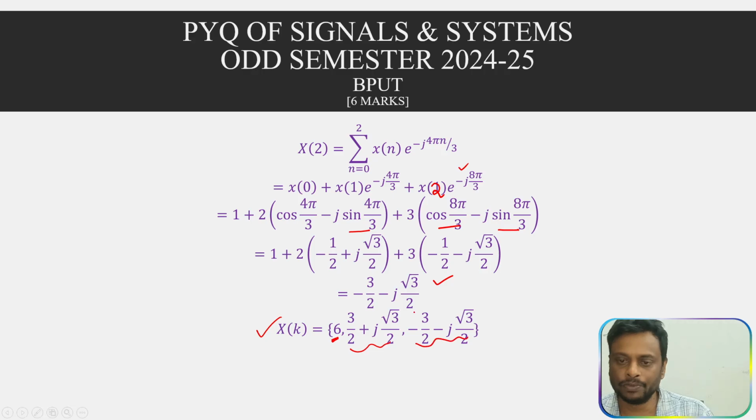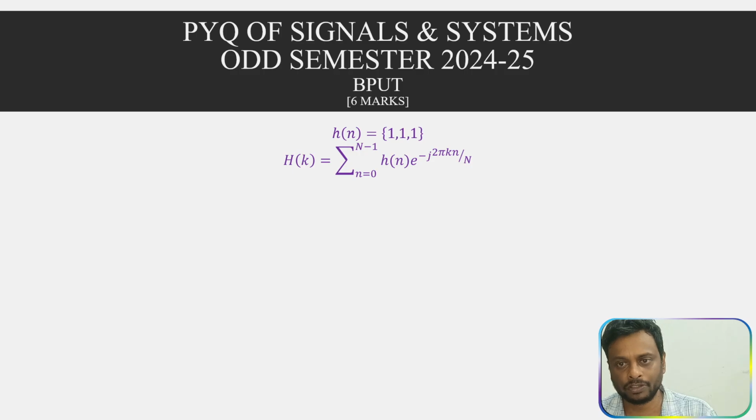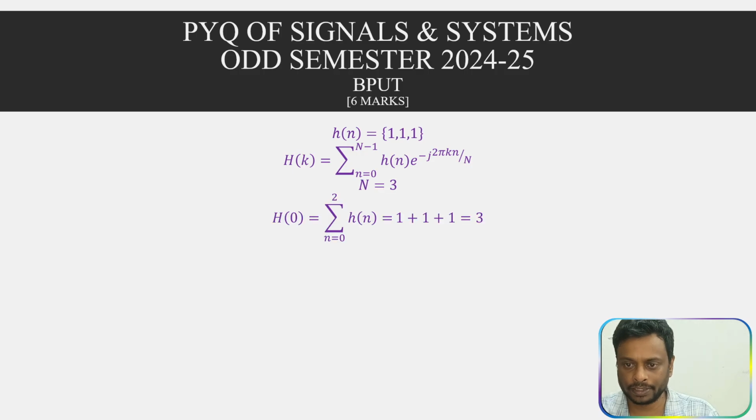Similarly, we need to find out the values of h of k. This is our h of n, so you need to find out h of k. This is the DFT formula. Just put values of k; in this case also k will be 0, 1 and 2. For k equal to 0, that will be h of 0 plus h of 1 plus h of 2, that will be 3.